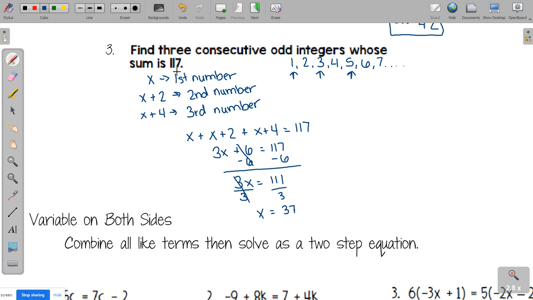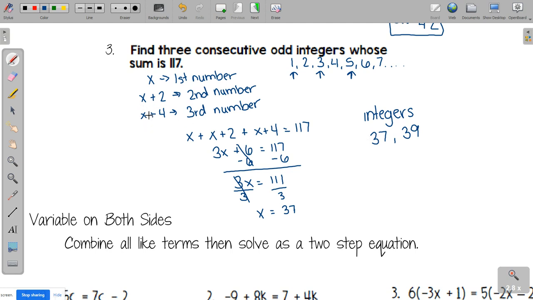So we need to go back up to our numbers over here. So our first number is just x itself. So our integers, we know 37 is our first one. And then 2 more than 37. So 37 plus 2 gives us 39.